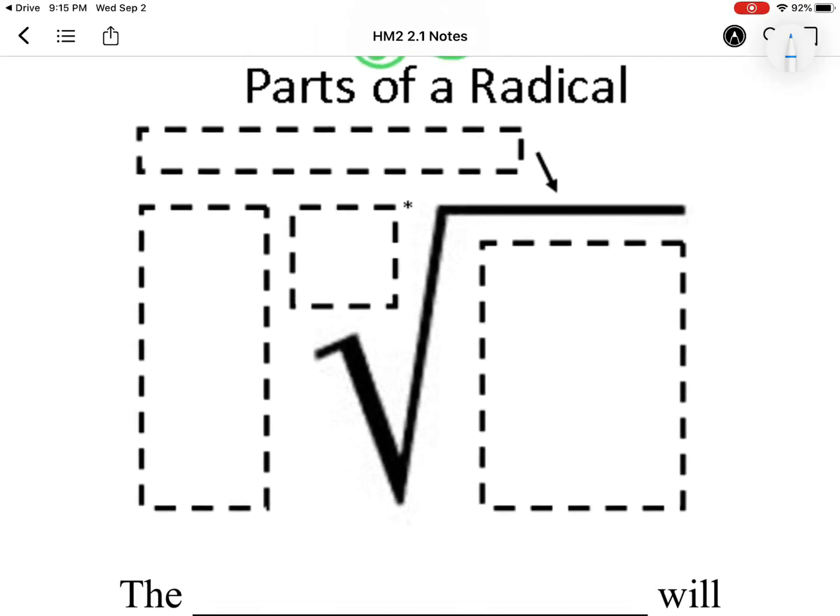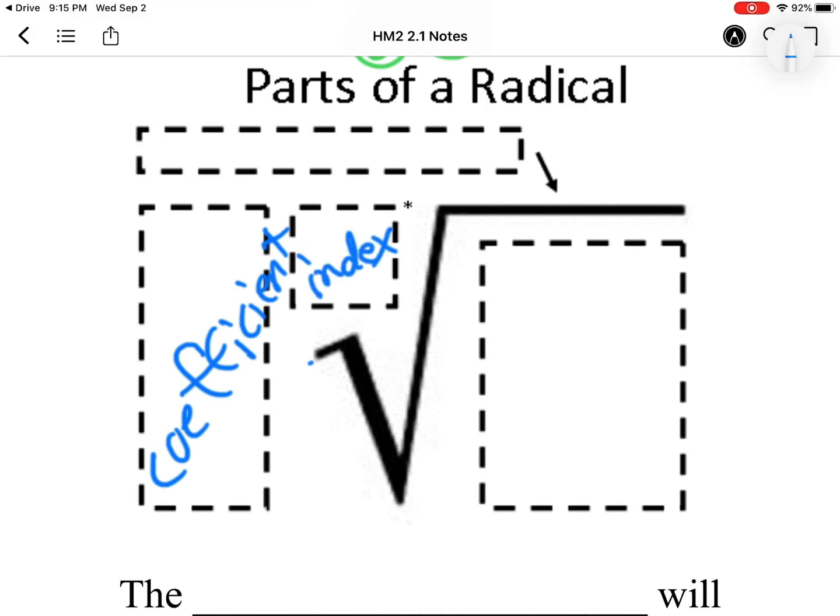But let's look at the parts of radicals first. The first thing you're going to come across is the coefficient. The next thing you're going to come across is the index. The index is going to be that small number in front of this symbol here. The symbol there is the radical itself. And what is underneath the radical is called the radicand.